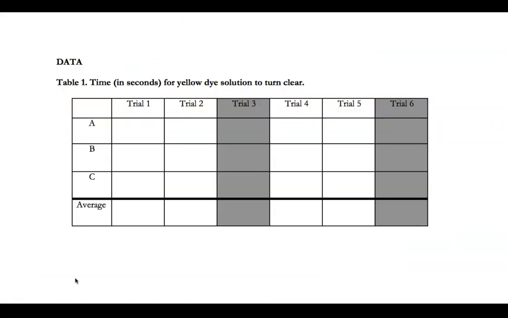So all of your data should be recorded in this table. So for trial 1, the 3 cups in trial 1, the 3 cups in trial 2, the 3 cups in trial 4, and the 3 cups in trial 5. And now you're going to calculate an average for each trial.